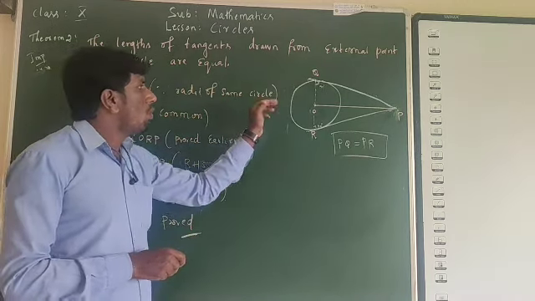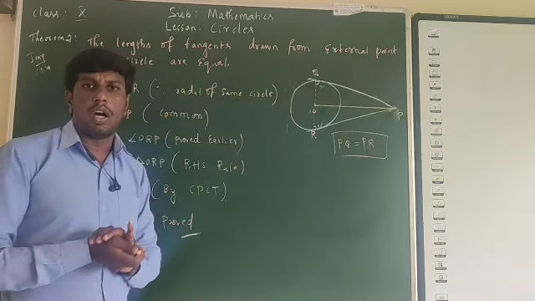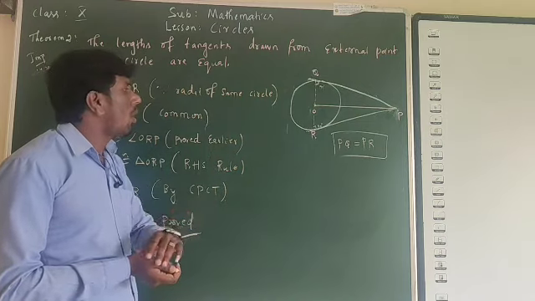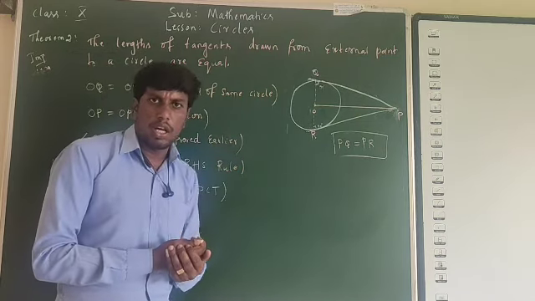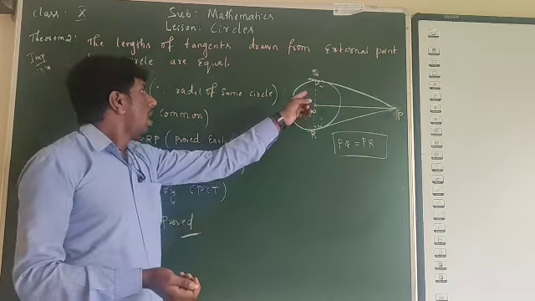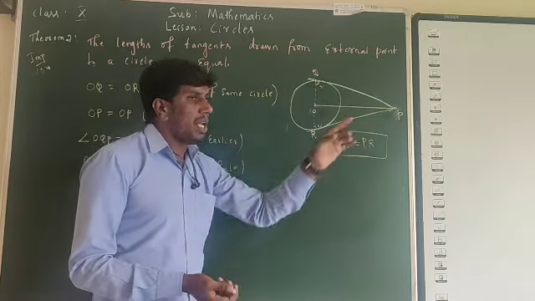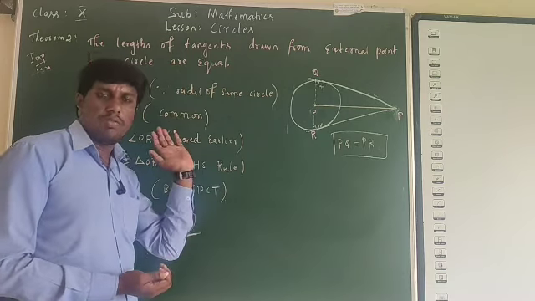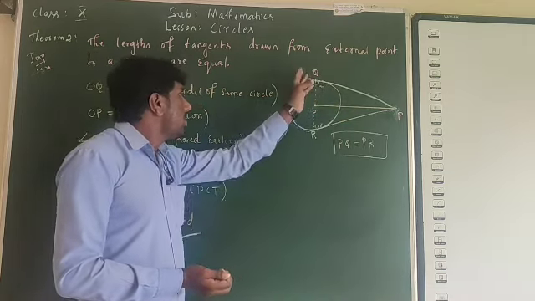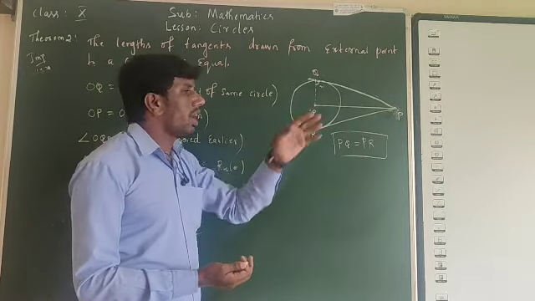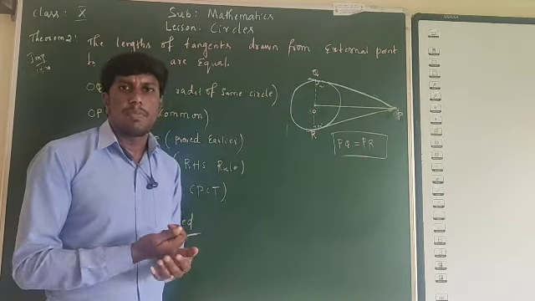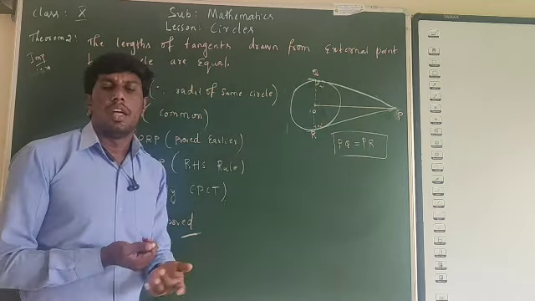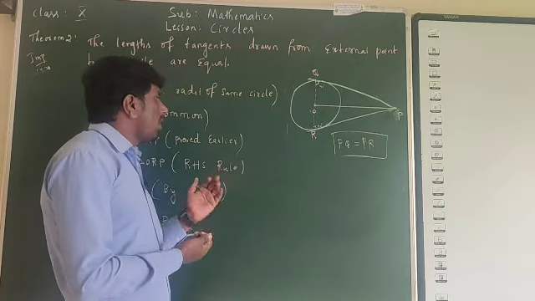We need to join OP, OQ, then OR. After joining OP, OQ and OR, we put PQ is equal to PR. Then we will come to know that angles OQP and ORP are right angles. Why are they right angles? From theorem 1, we know that the angle between the tangent and the radius is 90 degrees, that is perpendicular. Therefore these two angles must be right angles.